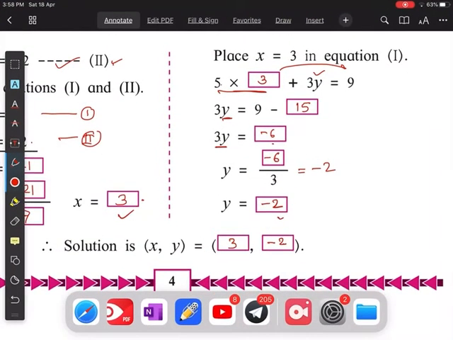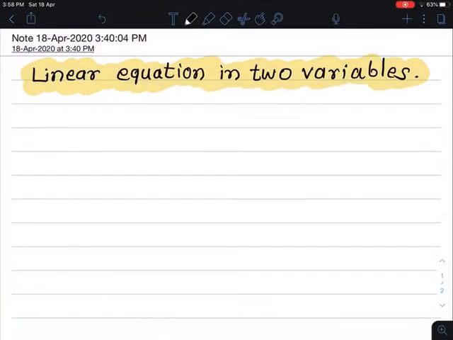Now we will solve an example from the practice set. So the example is 3a plus 5b is equal to 26.